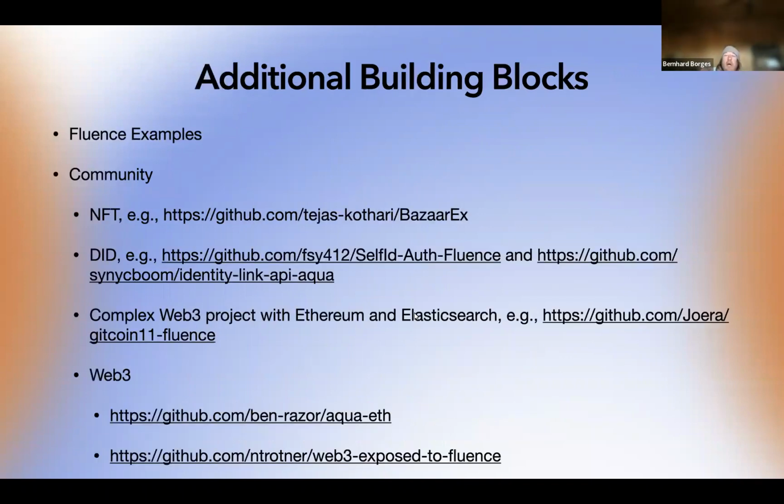And then we have a bunch of additional building blocks. So we have a bunch of Fluence examples. If you go to github.com/fluencelabs/examples, there's a ton of examples for Aqua, for Marine, for everything. However, over the past year or so, we've had multiple hackathons, several with Gitcoin, which I thought went really well. And the community has done some really, really cool things.